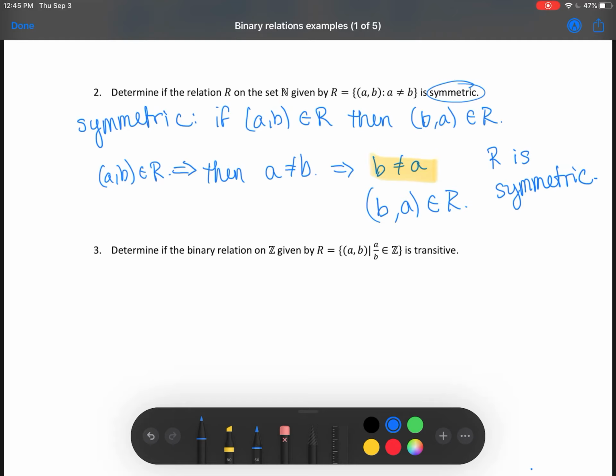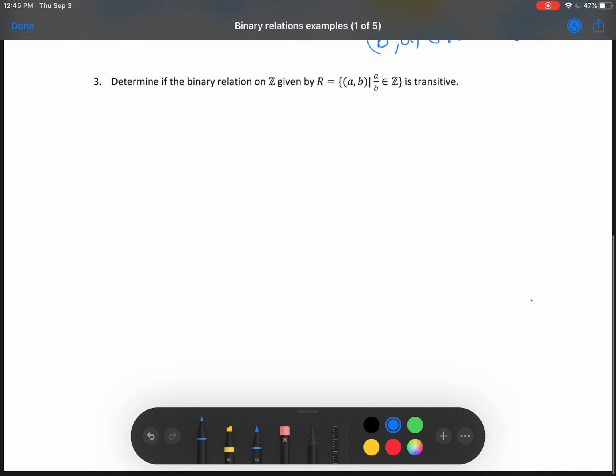All right. Our last example is looking at a relation to see if it's transitive. So here we have a binary relation on the set of integers. Remember, with integers we're thinking positives and negatives. This relation is ordered pairs (a, b) such that when you do a divided by b, you get an integer. Okay, and we want to know if this relation is transitive. So what does transitive mean again? Okay, transitive.